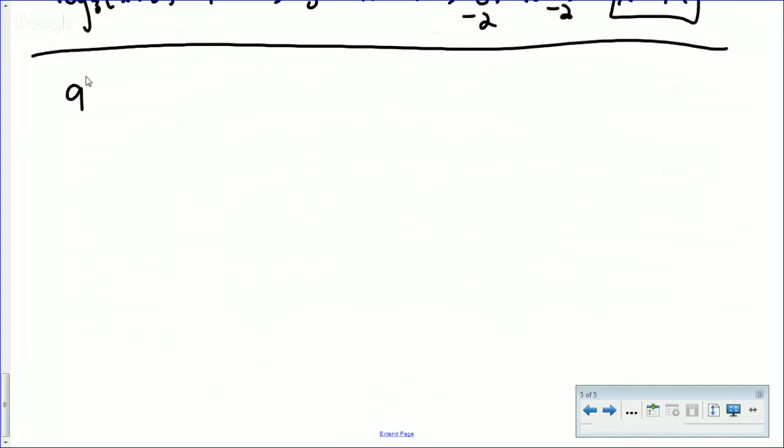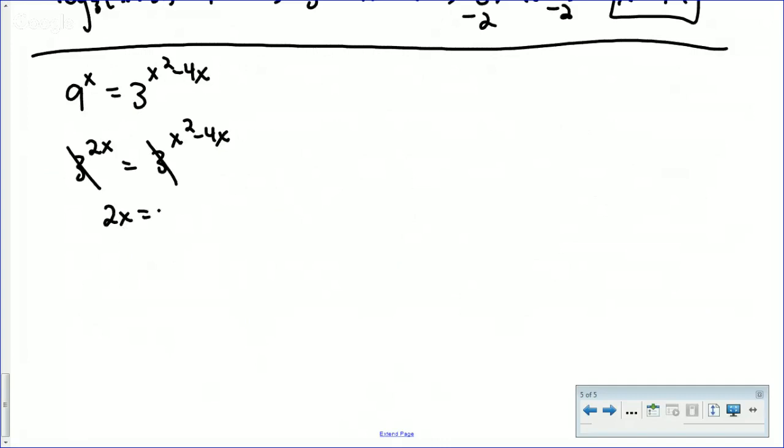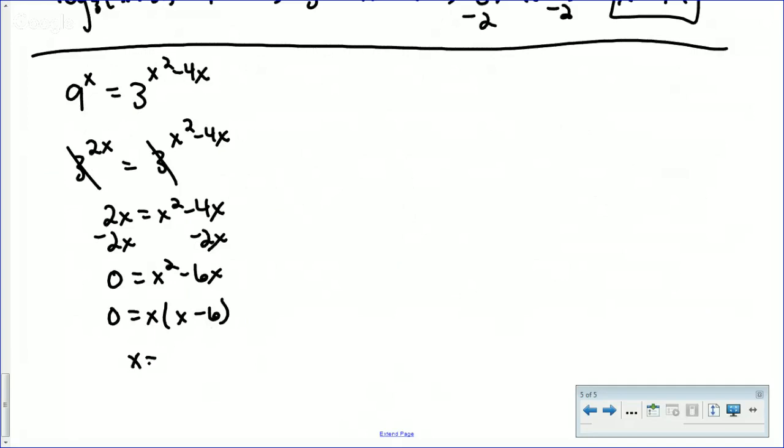All right, so 9 to the x equals 3 to the x squared minus 4x. So here my bases can be made the same. So 9 is 3 squared. I already had the exponent up here, so I'll multiply those together. Equals 3 to the x squared minus 4x. Since my bases are the same, they cancel. And we'll say 2x equals x squared minus 4x. And then it's a quadratic, so we got to set it equal to 0. So 0 equals x squared minus 6x. Factor out an x: x times x minus 6. And so x is 0 or 6.